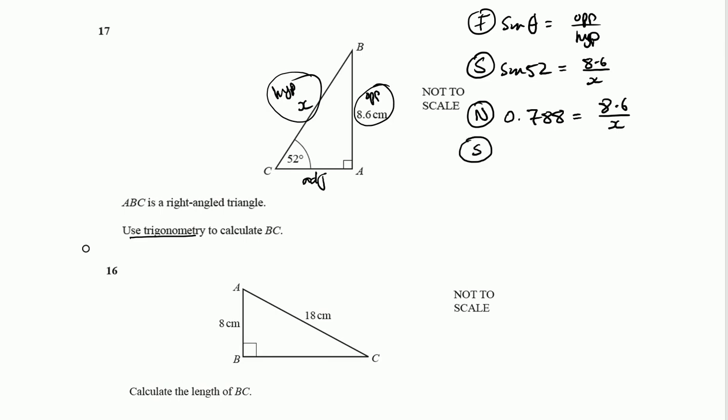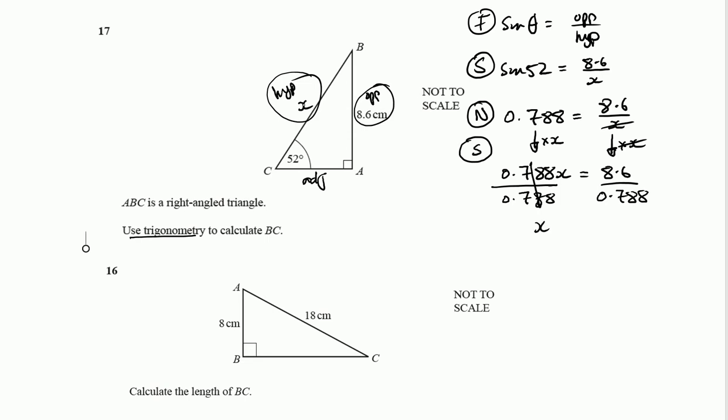With all equation solving, if there is a fraction, we want to think about getting rid of it immediately. The way to get rid of a divide by x, as represented in my equation, is to times by x. But I can't just do that over here, I've got to do it everywhere, or it won't remain equal. So my next line is 0.788 times x equals 8.6. And now I simply divide by that 0.788 on both sides.